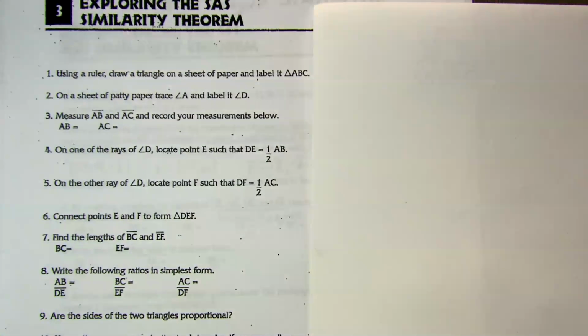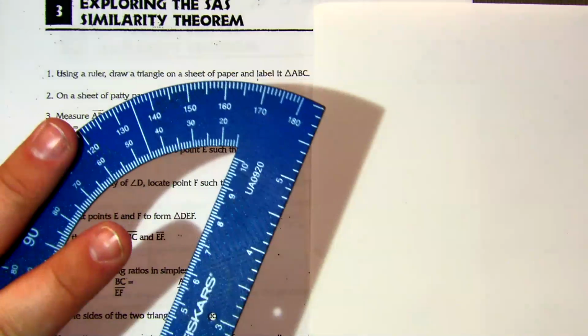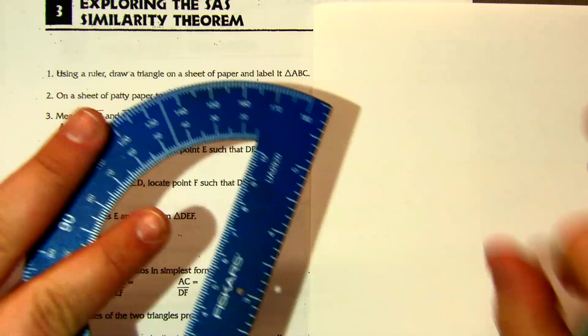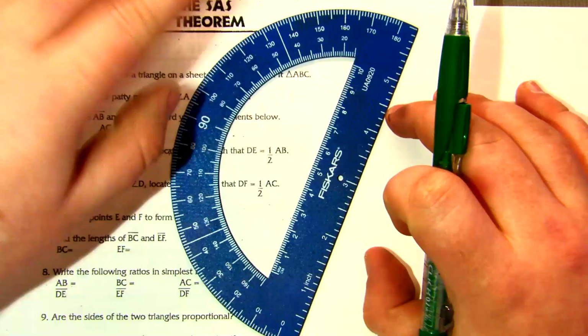All right, let's get this one started. Our first step is we take our ruler and we can use our ruler to draw a triangle on our sheet of paper and label it ABC.